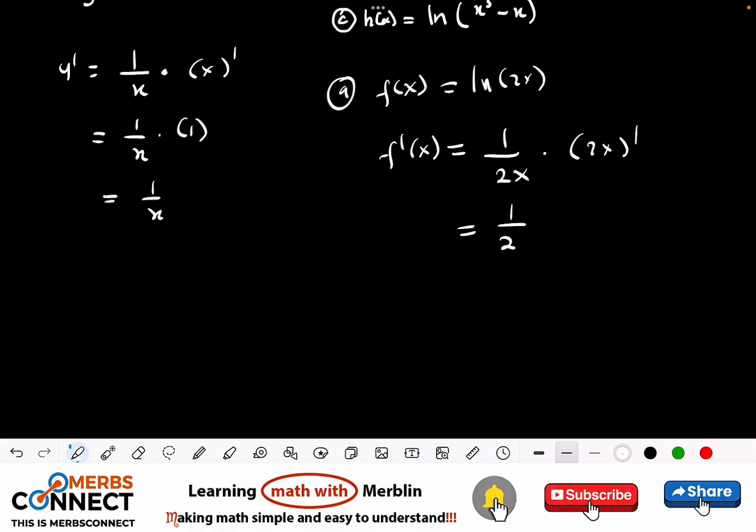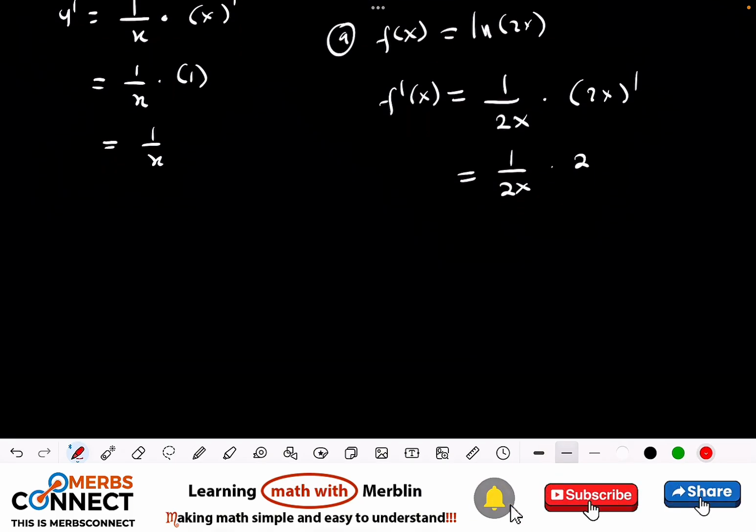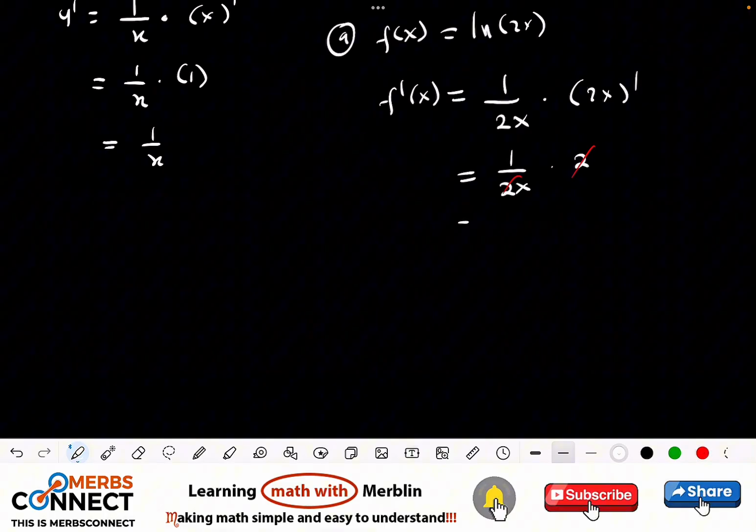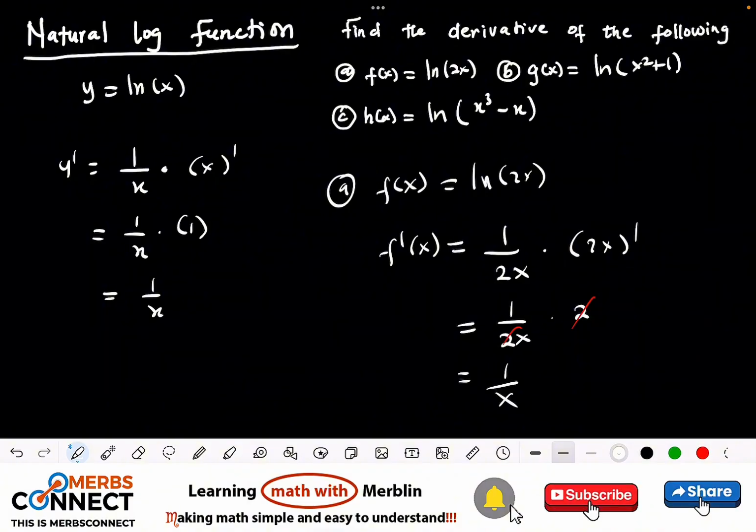1 over 2x times, when I differentiate 2x, what am I going to get? 2, right? Because when I differentiate x, I just get 1. Then fortunate for us, 2 will cancel 2, and I'm going to have 1 over x, which is very nice. So this is how we differentiate a ln function.